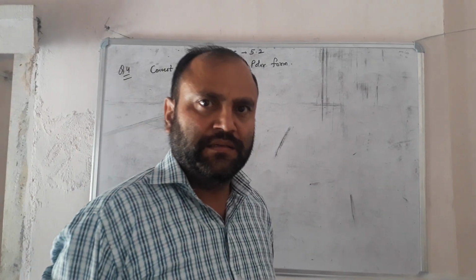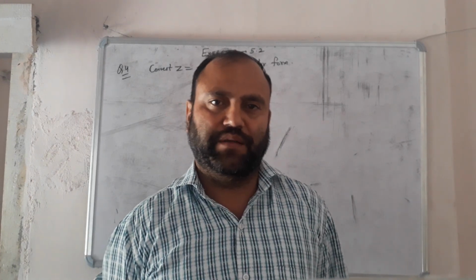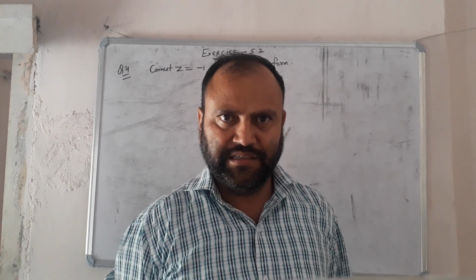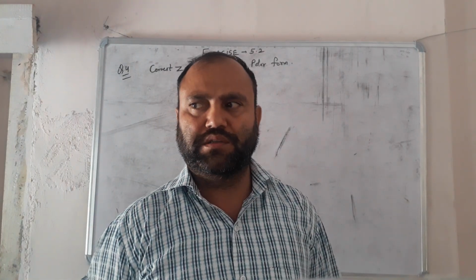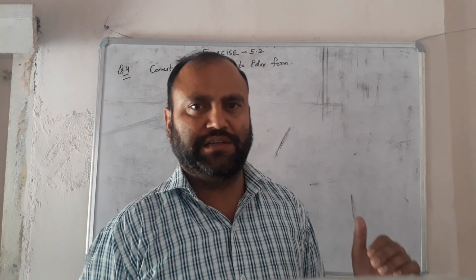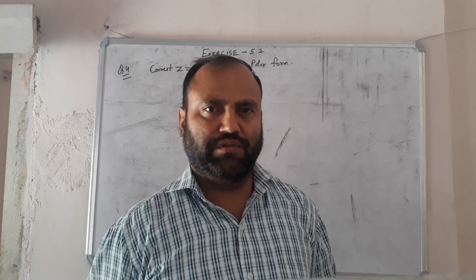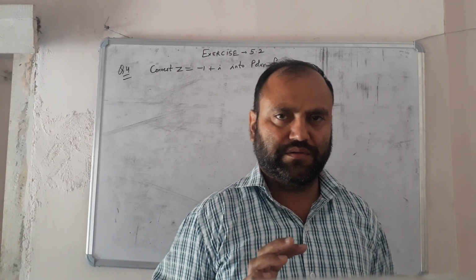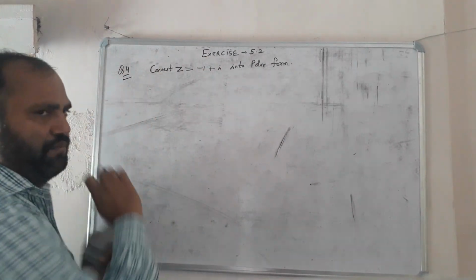As we see, there are a total of 8 questions in exercise 5.2. All the questions are very easy. In these questions, some ask to find the modulus and argument, and some ask you to write in polar form. All 8 questions are easy. I am doing some selected questions. Now we are doing question number 4 here.